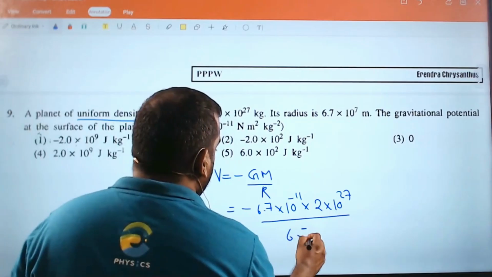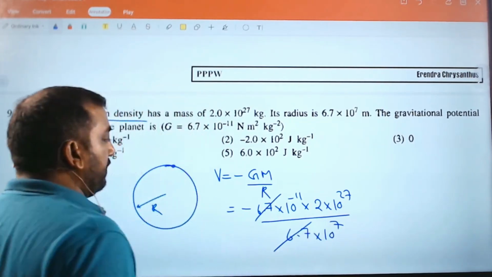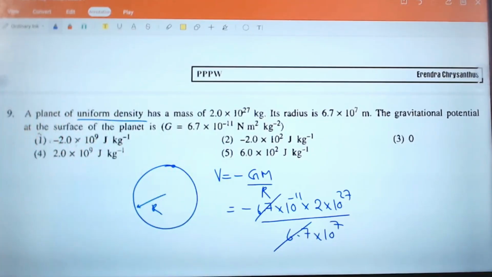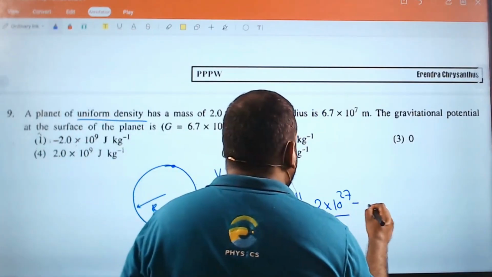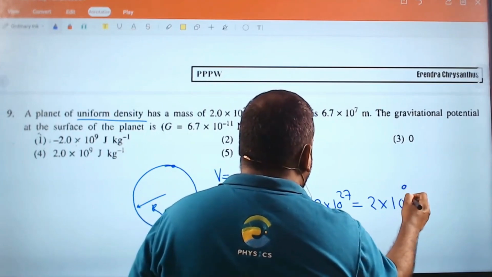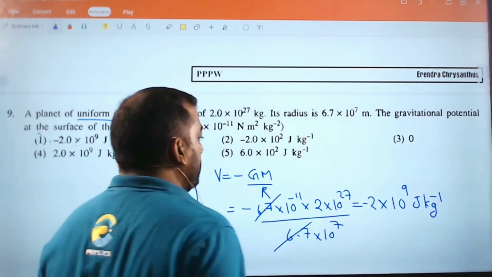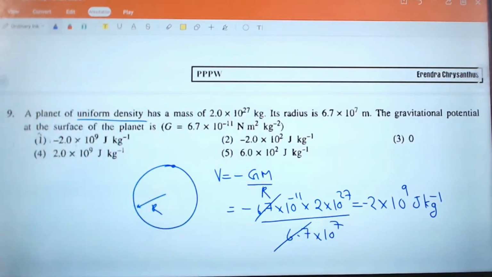6.7 × 10^7, 6.7 will cancel off. From here you can simplify it to minus 2 × 10^9 joule per kilogram. So 2 × 10^9, minus value. There you go. 9th one, your answer is answer number 1. Right.